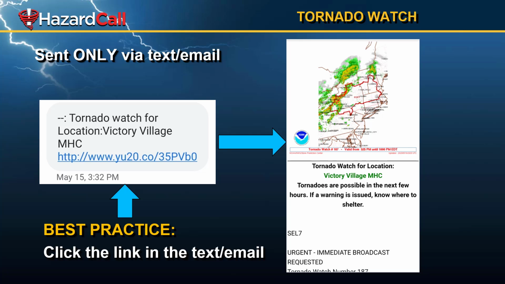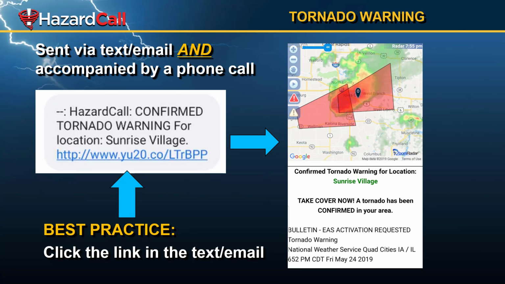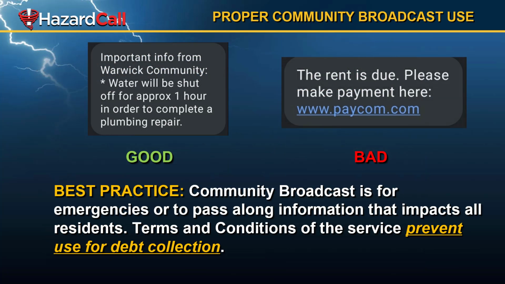Same thing happens if perhaps a watch is issued in your area. Now, we're not going to call you for either this one or the case before. We're just going to send you a text message, and this will, again, give you some more information when you click on the link. If, however, you are in a dangerous weather warning, your phone will ring along with receiving a text message and an email. Click on that link because it will show you live animating radar of where the threat is and what's going on, as well as the complete warning from the National Weather Service.